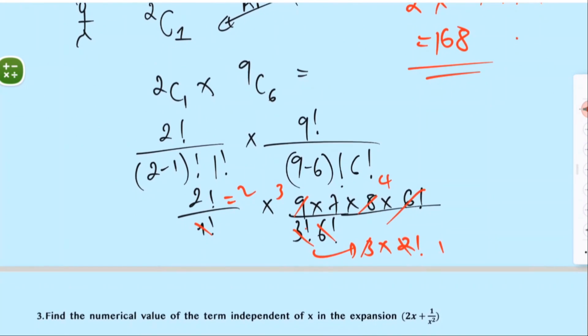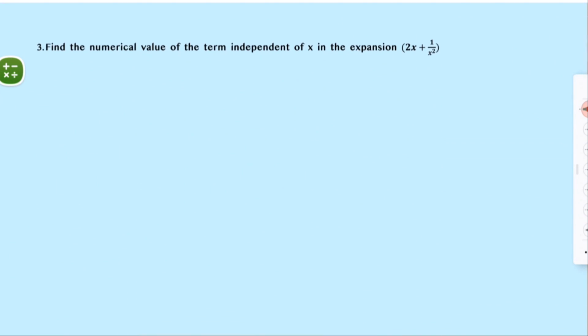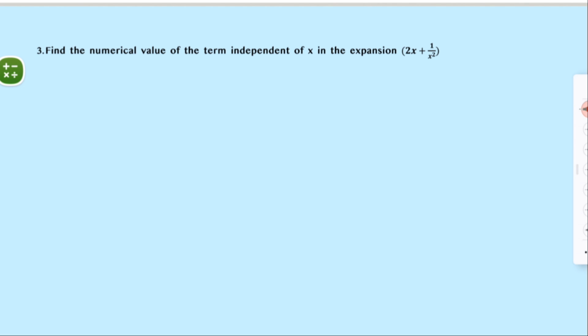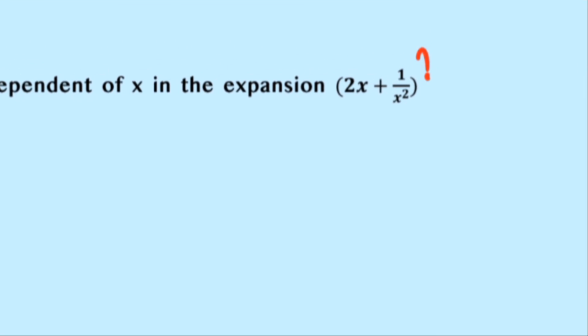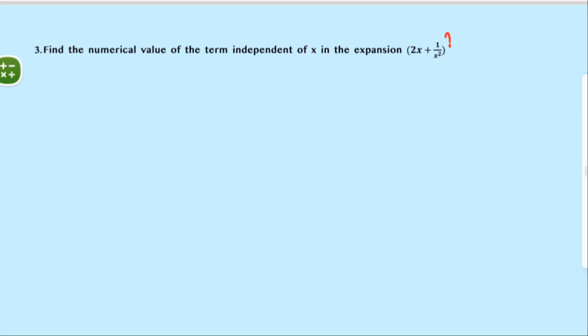Let's move on to question number 3. Find the numerical value for the term independent of x in the expansion of 2x plus 1 over x squared. Okay, the first thing we notice is there is no degree given to us. That was the problem with this question back in the 1980s. I don't know the degree, so we cannot really do this question, but I'll just drop this here.